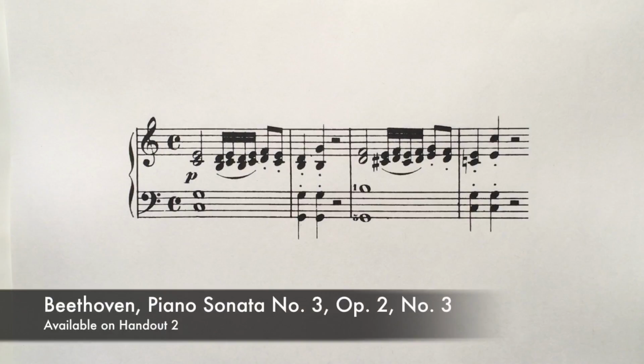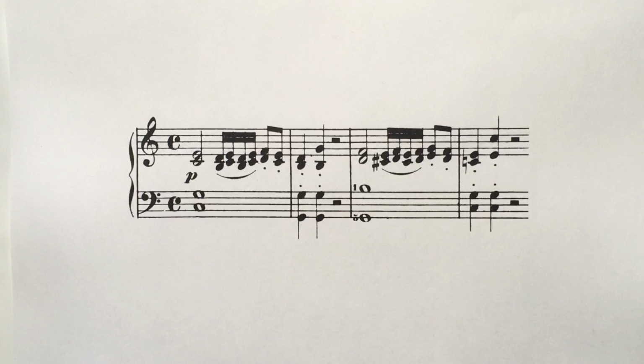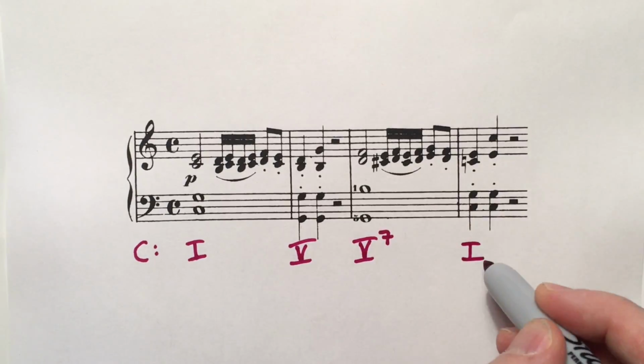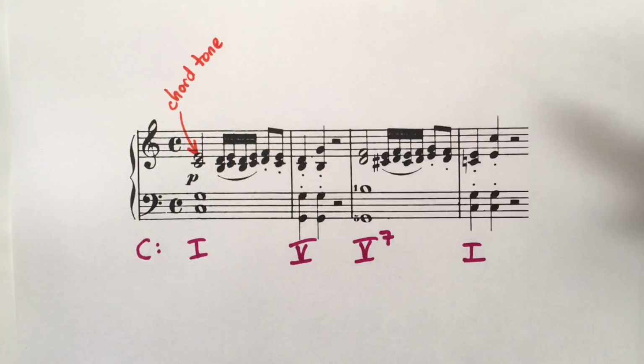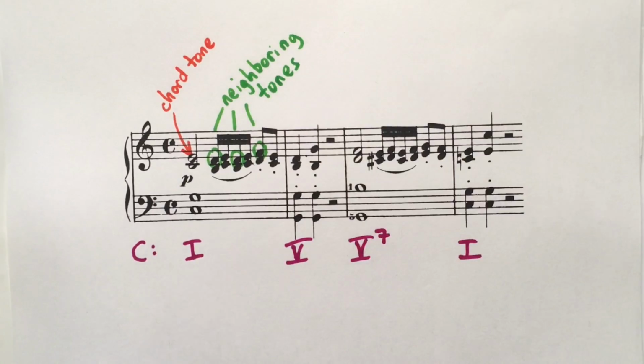Let's look at this short excerpt from Beethoven's Third Piano Sonata. The first four measures give us the chord progression 1, 5, 5, 7, 1 in the key of C major. In the first measure, which is all over the one chord, the melody has E, D, E, D, E, F, E. E is a chord tone of the C major chord, but D and F are not. These Ds and Fs are neighboring tones.